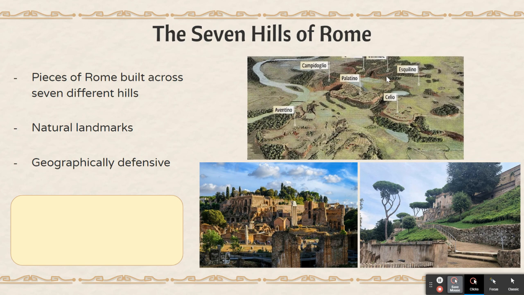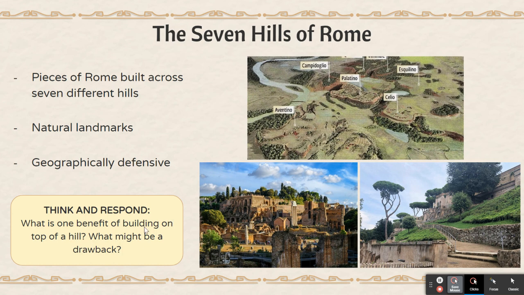But at first, they were sort of different cultures, but then they all became one culture and were just different pieces of Rome. So I want you to think and respond. What is one benefit of building on top of a hill, and what might be a drawback? And you can kind of see the pictures here too of how these pieces of Rome looked on the hills.